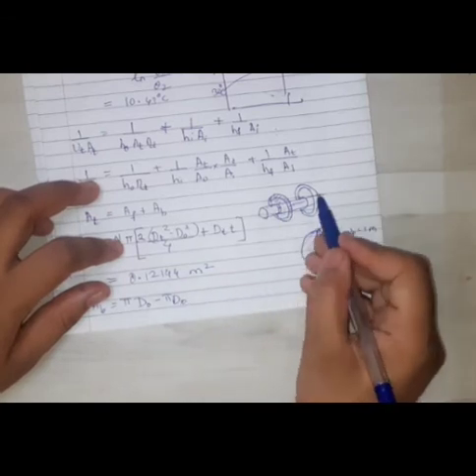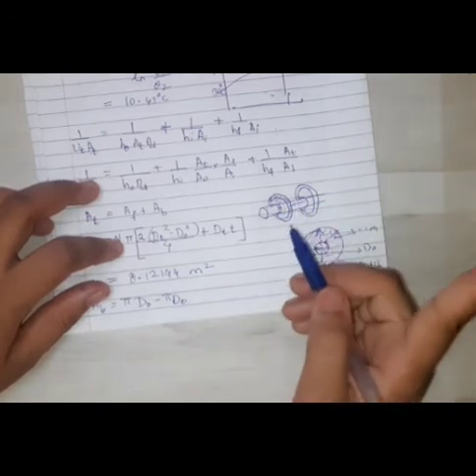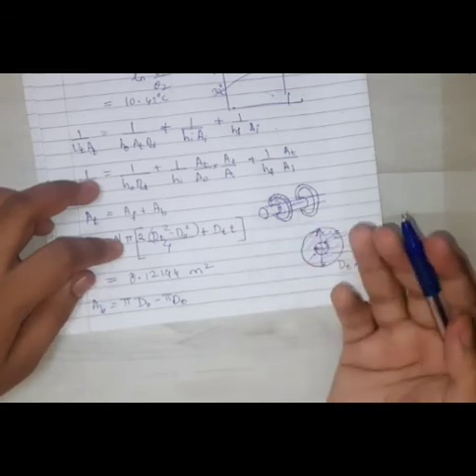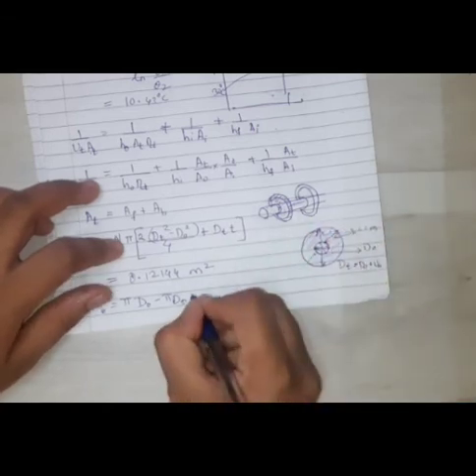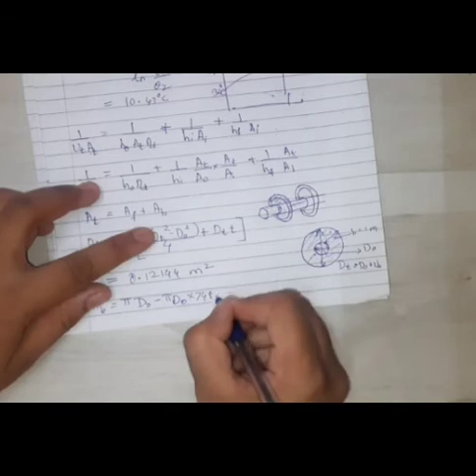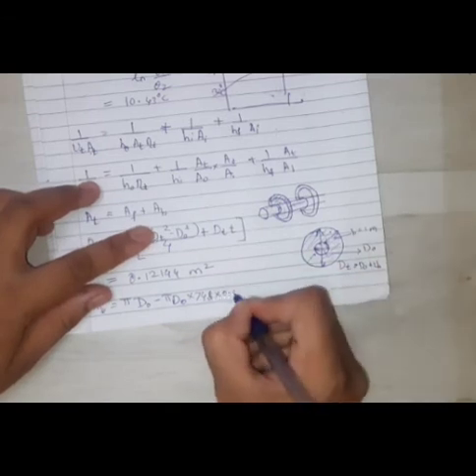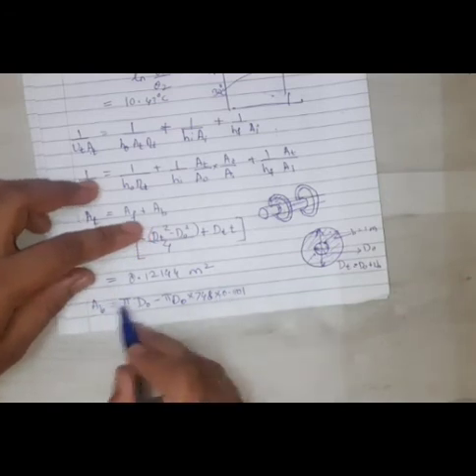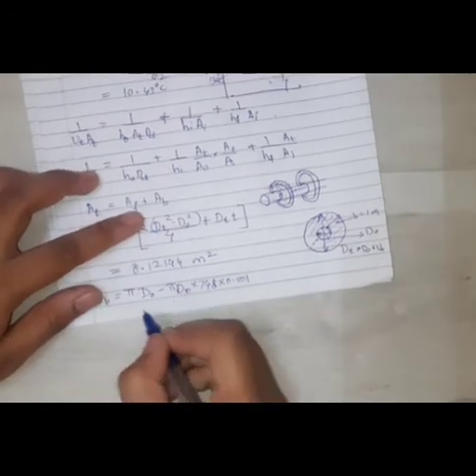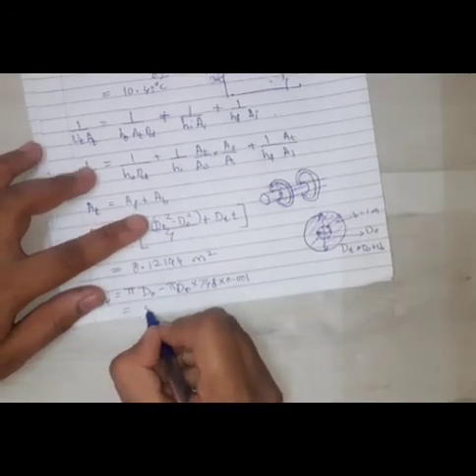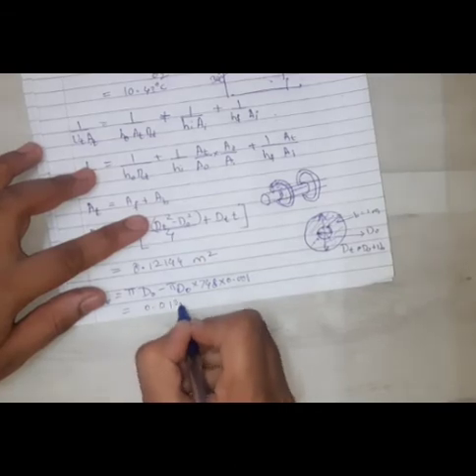the thickness, which is 1 mm, and how many fins are there? 748. So multiply by 748, and multiply by thickness 1 mm, so 0.001. So this will give you the bare tube area, and its value is equal to 0.01258.